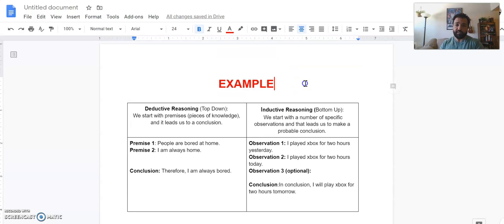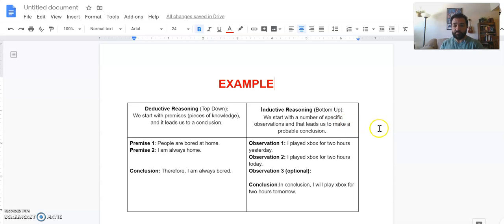All right, so here's the example. Deductive reasoning would work like this. You can say, people are bored at home. I am always home. Therefore, I am always bored. So we're starting with things that we know and coming to a conclusion based on that.